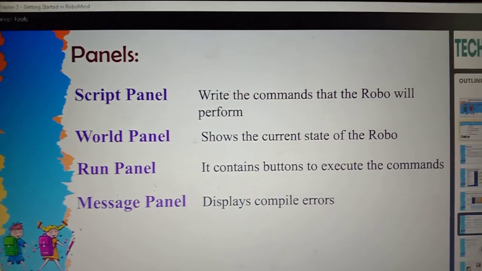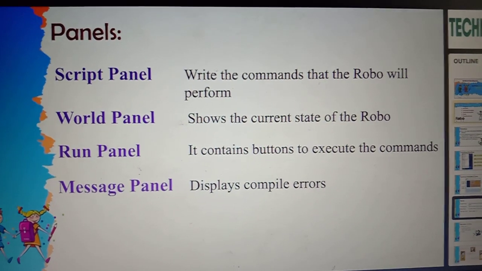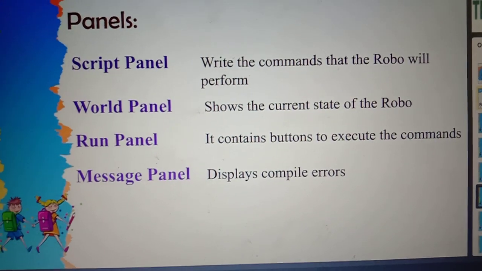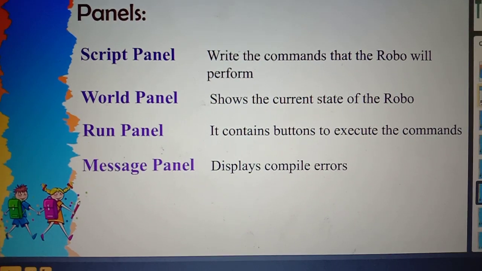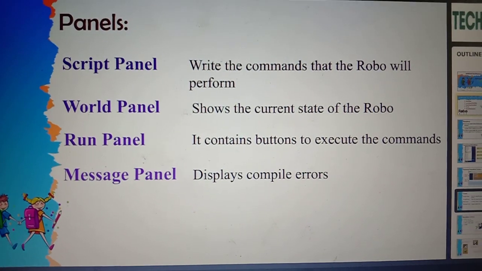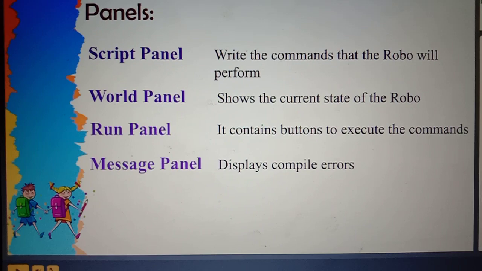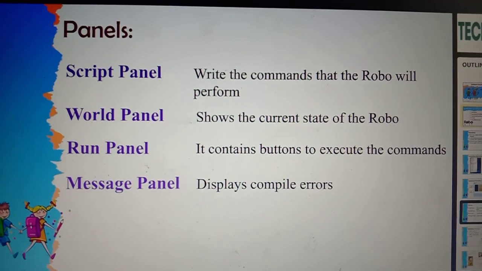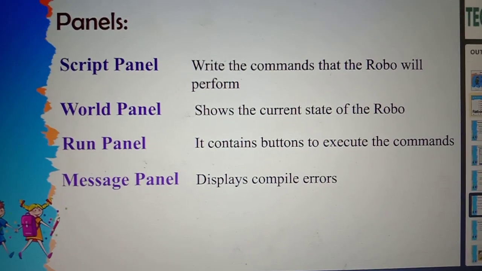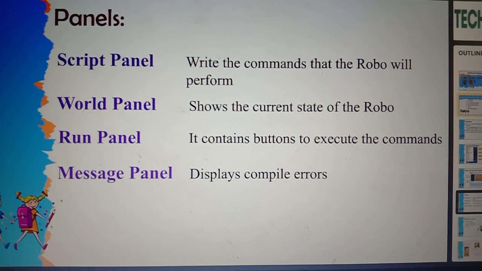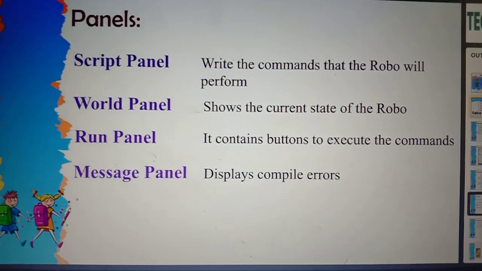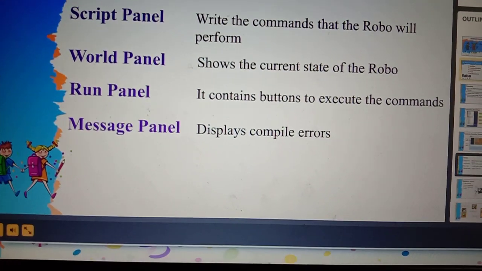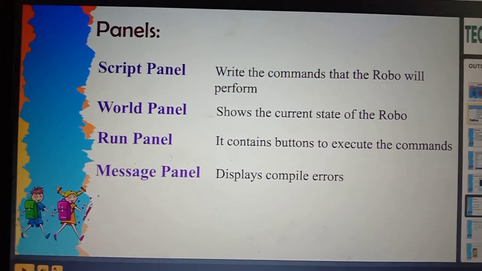World panel. It shows where our robo currently is, the current state of the robo. Next is the run panel. It contains the buttons to execute the command. So when we finish our program, we need to run it, right? Those buttons will be available in our run panel. Next is the message panel. If we did any program wrong, it will show compile errors.